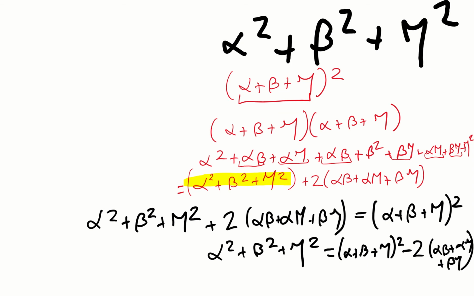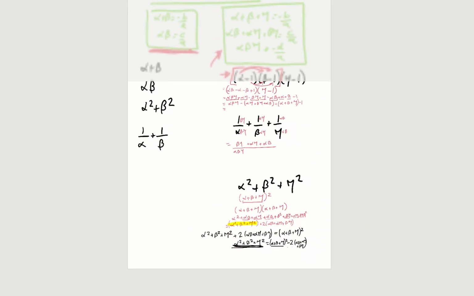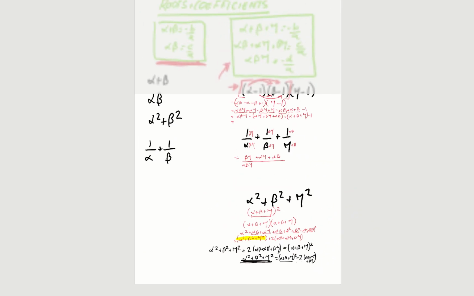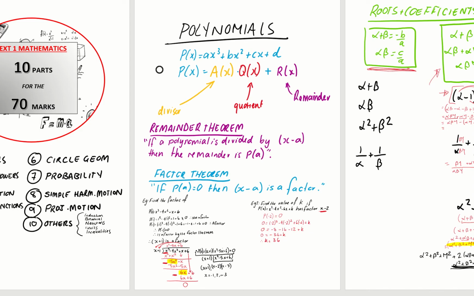I can now equate what this is by using this formula, squaring it, minus 2 times that formula. So once again, it's just about being able to manipulate those formulas into something that we know or are given in the equation.